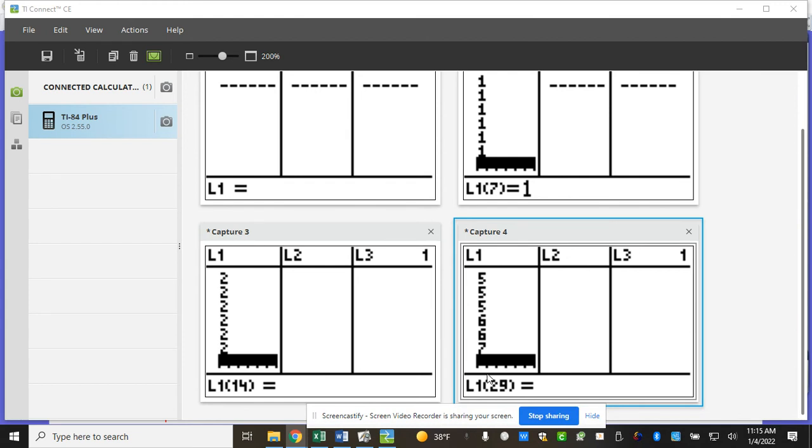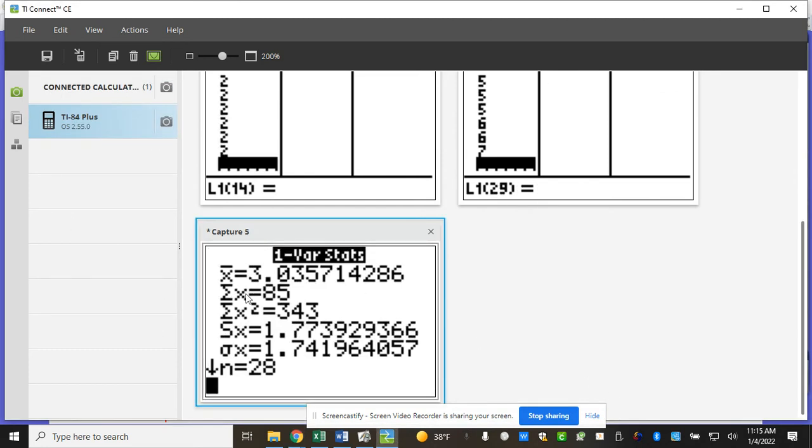What am I trying to figure out? Standard deviation. How do I do that? Stat calc, one variable stats of that list. And I can do this and figure out the standard deviation is this. And then go type in the list for another one and figure out the difference in the standard deviations.